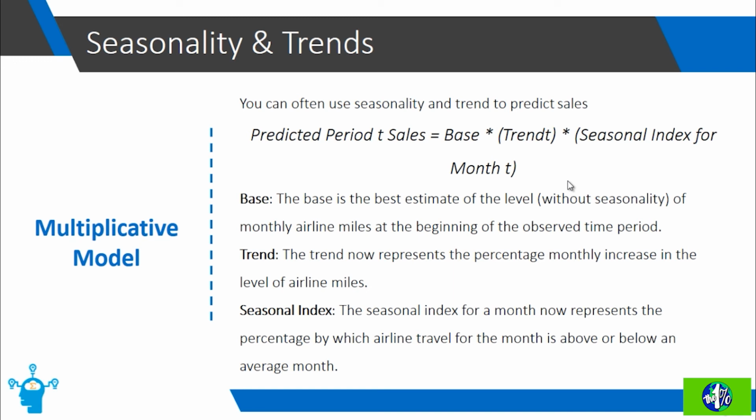Seasonal index is now giving us the percentage by which our variable is above or below the average month. So earlier it was absolute increase, now it is percentage increase. That is why we are multiplying it with the base value. So we have two models, one is additive model, one is multiplicative model. We'll be using solver to identify the three features: base, trend and seasonality. Once we have identified these three features, we'll be using it to forecast future sales or future revenue.